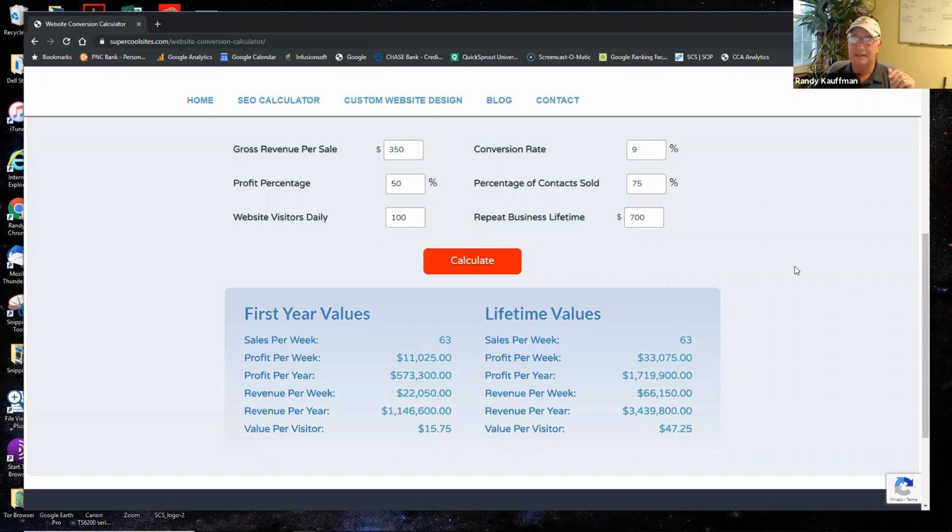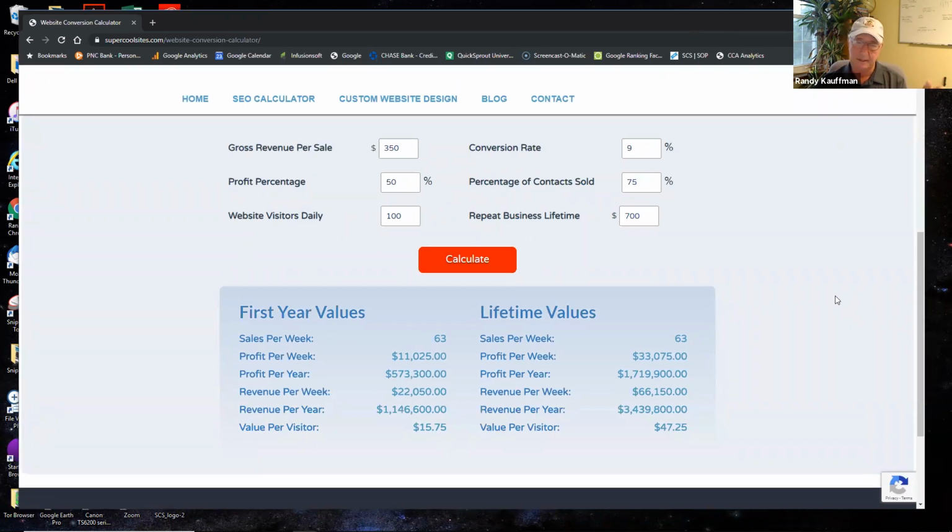For the lifetime, and this is important, especially if you're in any type of business where you're going to have repeat business. A lot of businesses will lose money in the first year in order to get a client, because it's a lot cheaper to keep a client than it is to acquire a new one. And if you look at the lifetime values, this is saying if they did another $700 of repeat business, and the lifetime isn't added to the first. I mean, you can either look at one or look at the other. So the sales per week would still be the same, 63 sales per week.